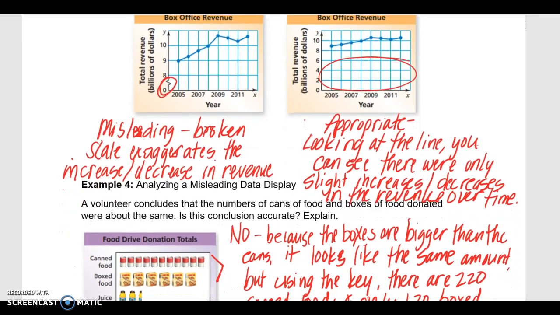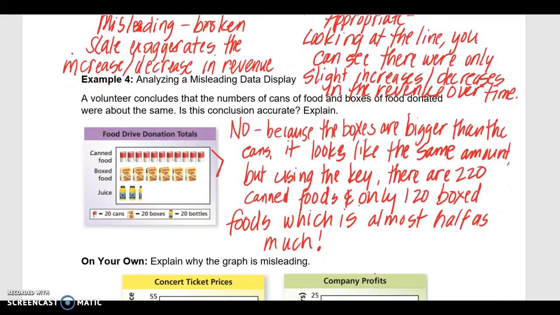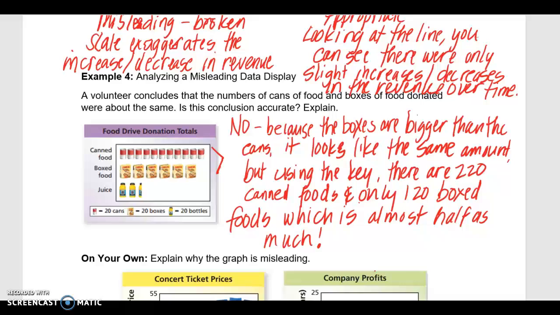So we're going to look at example 4. This one is kind of long too, so I already went ahead and put my response in. A volunteer concludes that the number of canned foods and boxes donated were about the same. Is this accurate? And I said no, because the boxes are bigger than the cans, so it looks like the same amount. But if you look at the key, each one is worth 20. So if you count up the cans, there's a total of 220 canned foods, but only 120 boxed foods, which is almost half as much. So again, you have to pay attention to the key or the interval that's being used in the graph so that you can accurately get a picture of the data and not just look at the visual part of the graph.